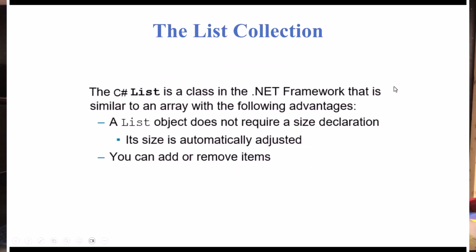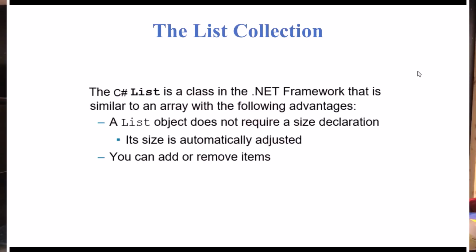So let's begin. The list collection: the C# list is a class in the .NET framework that is similar to an array with the following advantages. A list does not require size declaration. You don't have to know how many records you're going to have. Its size is automatically adjusted. Like the ListBox, you can keep adding things to it, and it'll keep getting bigger and bigger. So it's very versatile from that standpoint. And you can add and remove items from it. Just pull them out, and it shrinks the list. Add more, and it makes the list bigger.